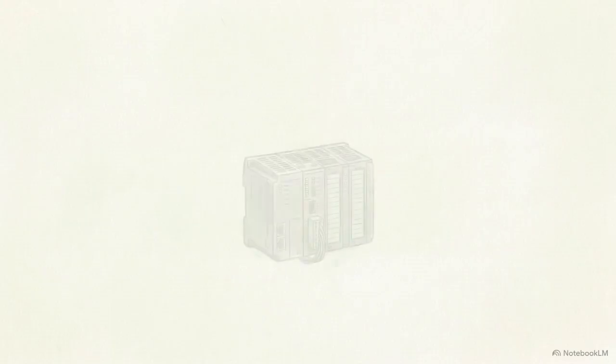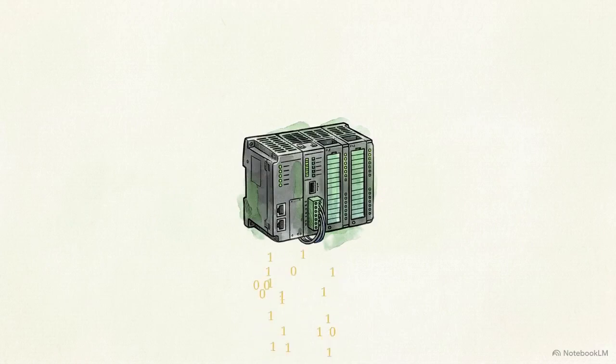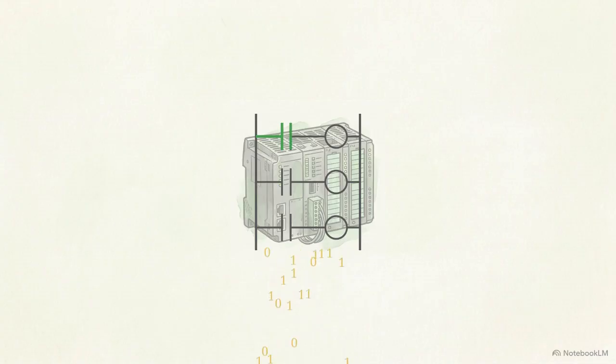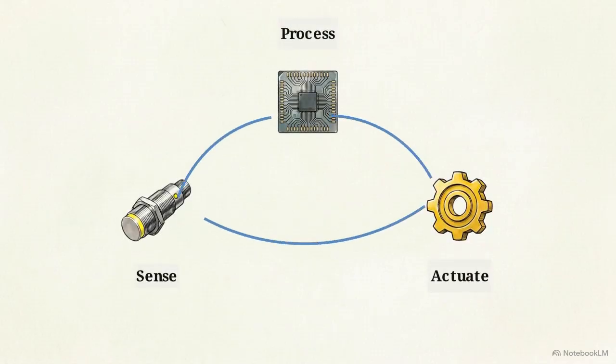The PLC receives binary data from proximity sensors, evaluating it against programmed instructions. This ladder logic uses if-then statements to determine how the machine should respond. Once decided, the PLC sends a command signal back down to the pneumatic actuators. This completes the primary loop. The system senses a state, processes the logic, and actuates a response.